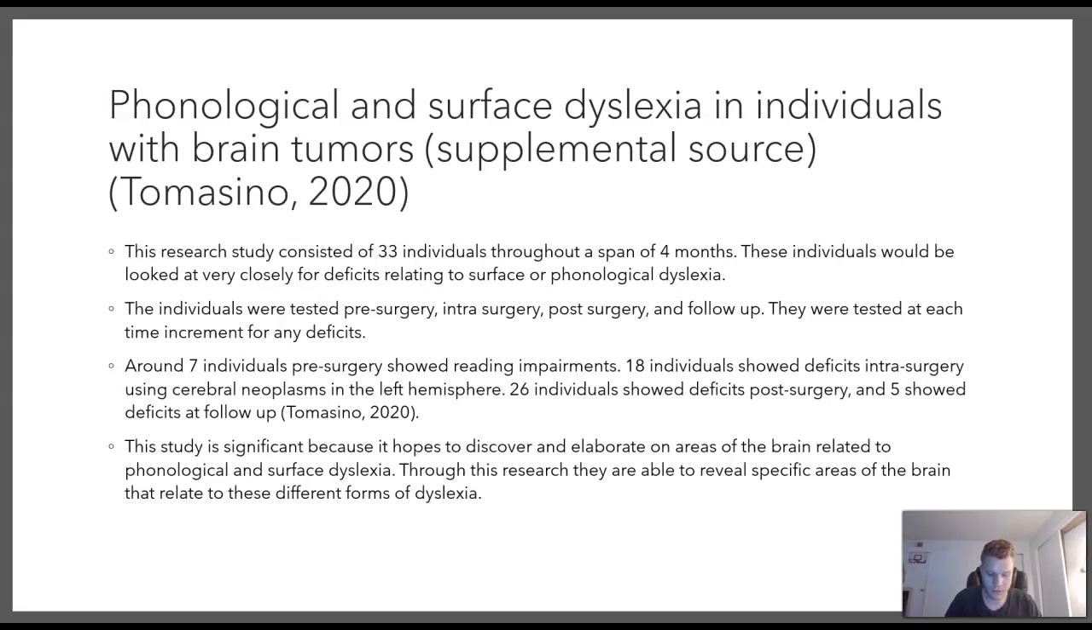These individuals were tested for reading impairments during pre-surgery, intra-surgery, post-surgery, and follow-up. This research is significant because it aims to locate and confirm specific areas of the trauma related to phonological and surface dyslexia. So in their study, they found that around 7 individuals pre-surgery showed reading impairments, and around 18 individuals showed deficits intra-surgery, and around 26 individuals showed deficits post-surgery, and only 5 deficits were found during the follow-up.